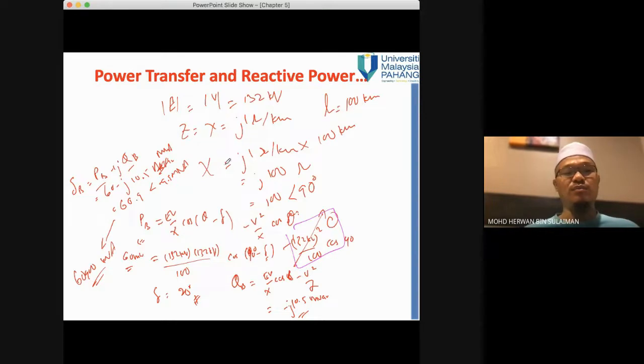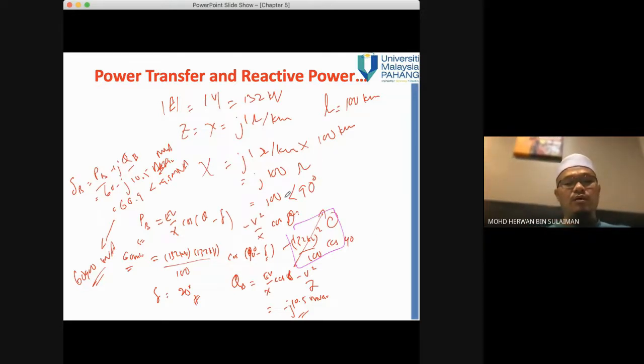So next, what you need to do is multiply. You multiply 1 ohm per kilometer by 100 to get j100 ohms, meaning that the system is 100 ohms. Change into the magnitude, you get this value. We know already our P, this is our P, SB equals PB plus jQB.